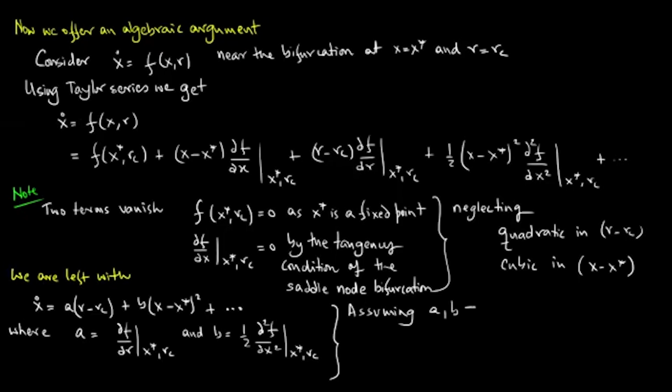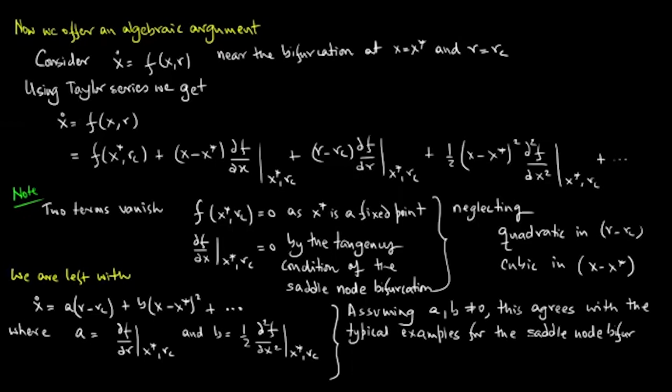Assuming a and b are not equal to 0, then this actually agrees with the typical examples for the saddle node bifurcation. These are actually known as normal forms for the saddle node bifurcation. The normal form of a bifurcation is just a simple dynamical system which is equivalent to all dynamical systems exhibiting that particular type of bifurcation.